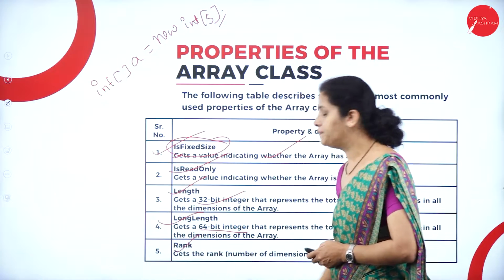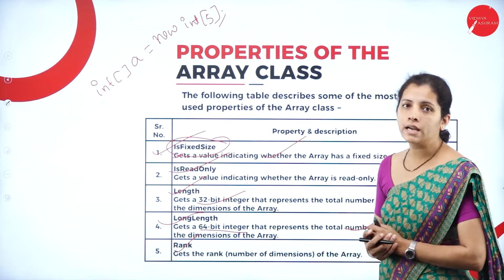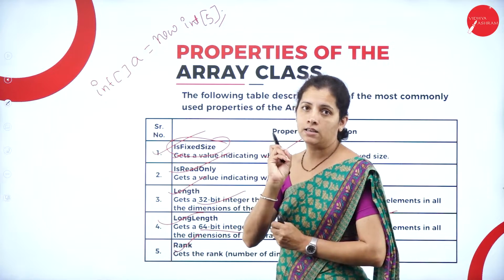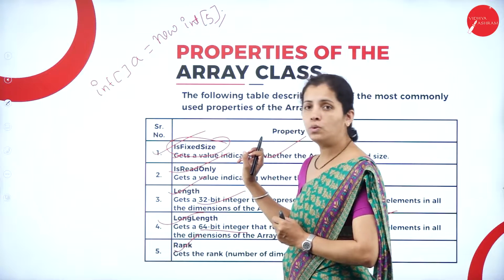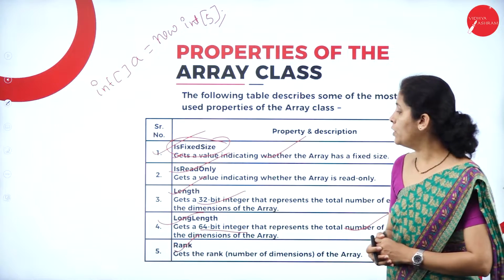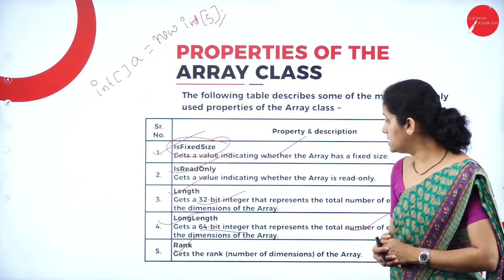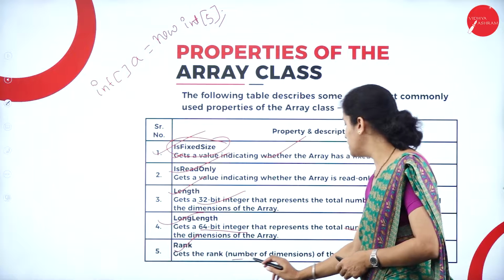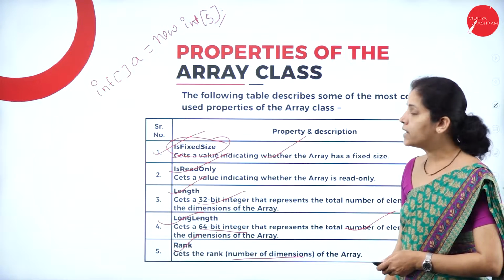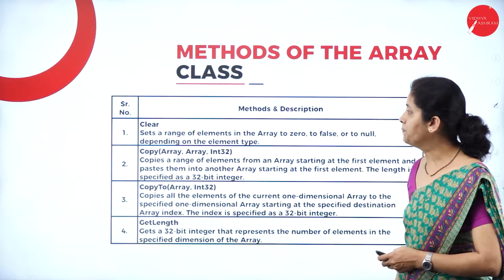Then Rank. It gets the rank. So what is rank here? That is nothing but the index. Suppose if I want to identify what type of array, then I'm going to call the property Rank that returns the rank. That's nothing but the number of dimensions of the array. Is it one dimension or multi-dimension or a jagged array?